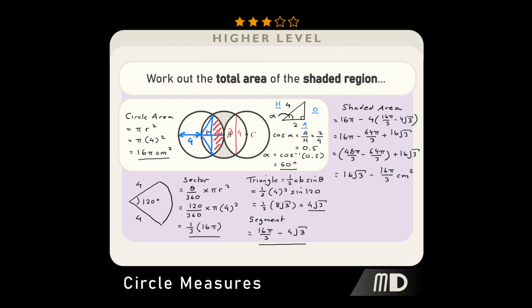Answering this question successfully relies on our understanding of circle area formulas, trigonometric ratios, and the areas of sectors and segments. So the area of the shaded region in terms of pi, and the answer to this question is 16 root 3 minus 16 thirds of pi centimeters squared.